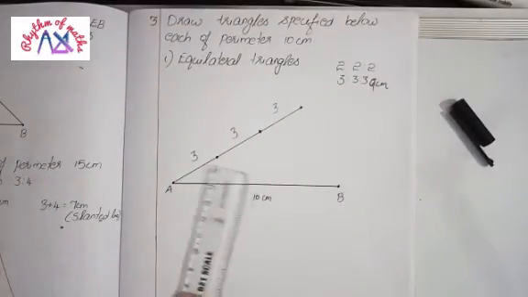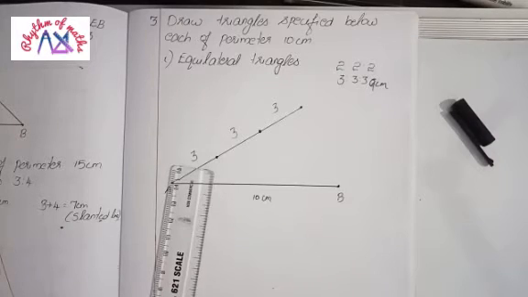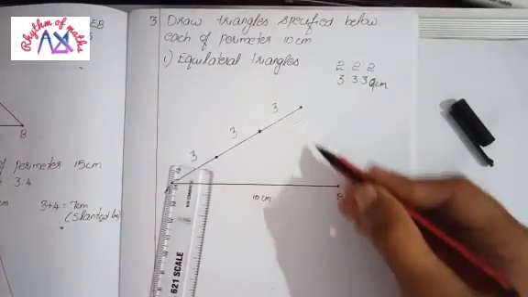Now we are going to draw the parallel lines. For that we need what? Set square. After taking the set square, what is the first step? First step is to join these two endpoints.